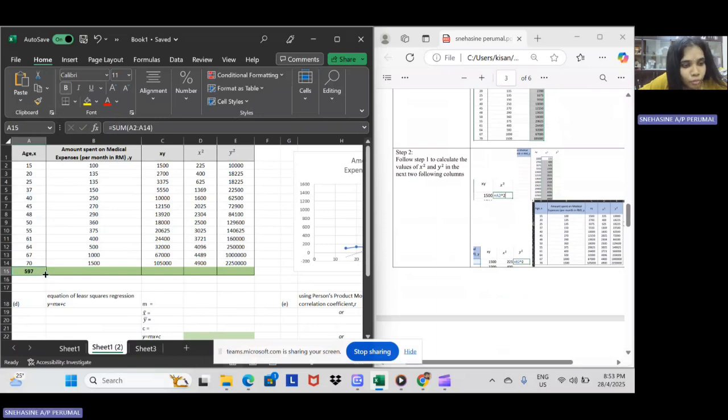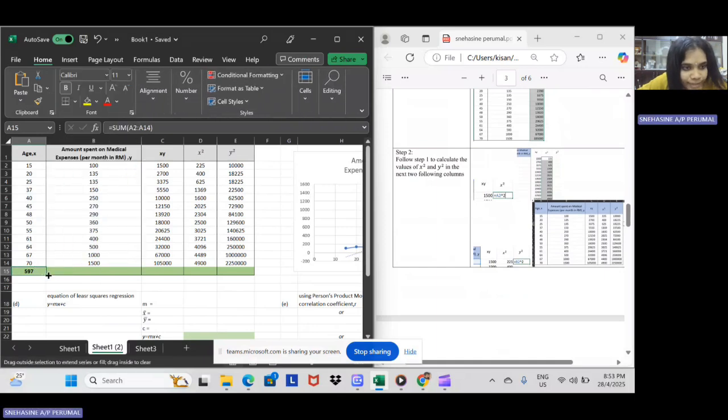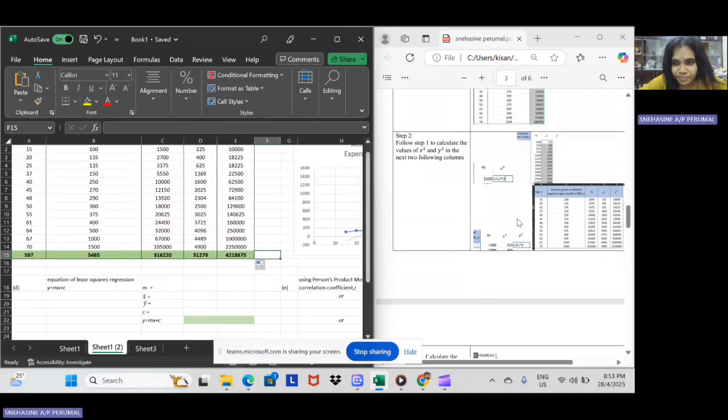Okay, after that, for the easy way, just pull from the A column until the E column, and you get the answer. See, it is a very easy way to use this.